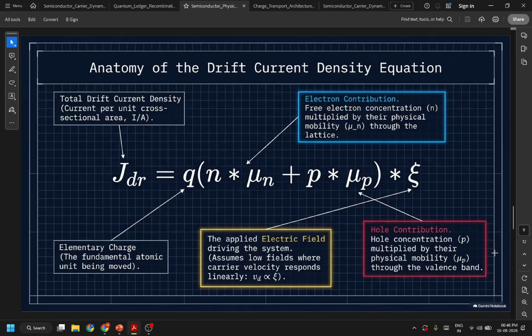So we assume low fields where carrier velocity responds linearly. We know Vd is proportional to mu n and mu p. So for low electric fields, Vd will be proportional to E.